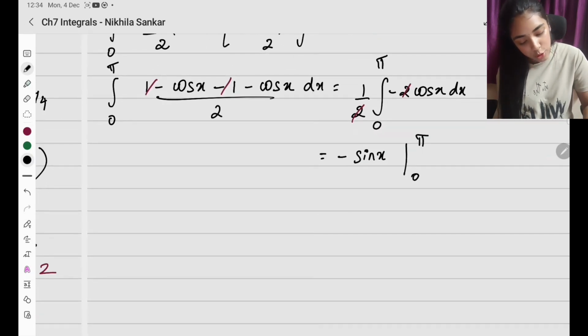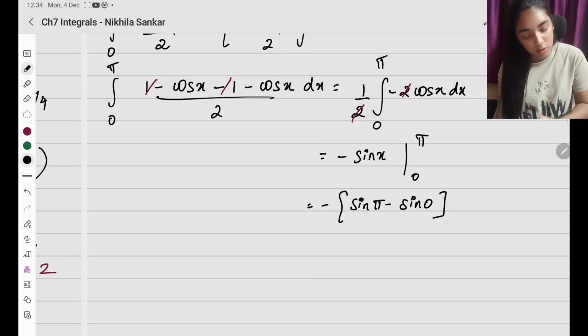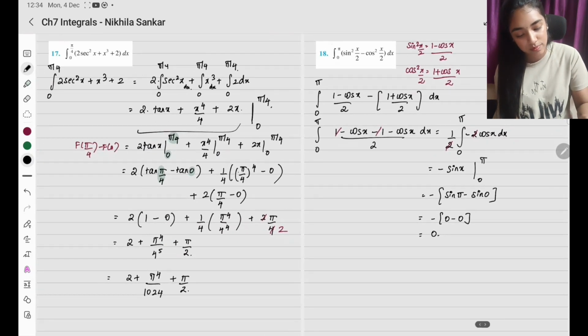So 0 to pi. So minus a வெளியில எடுத்தா I have sin pi minus sin 0. So sin pi is also a 0. Sin 0 is also a 0. So my final answer is going to give me a 0. Okay, please copy.